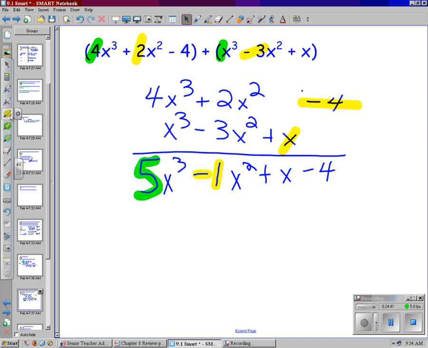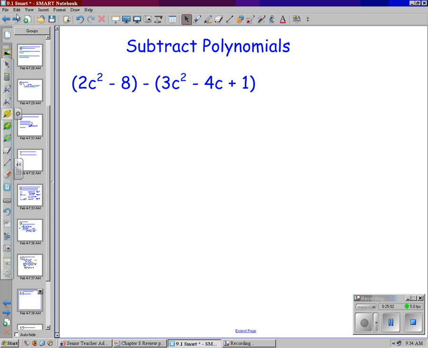Grant? You need to have the negative 1 in front of x squared. No, you do not. You can write it like this, Grant: 5x cubed minus x squared plus x minus 4. You do not need a negative 1. You do need a negative sign, though. Okay, anybody else? Fabulous. Let's go on here.